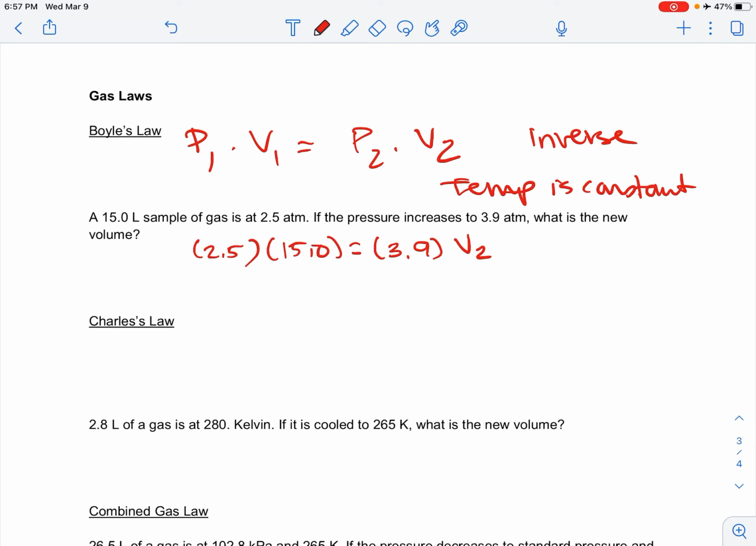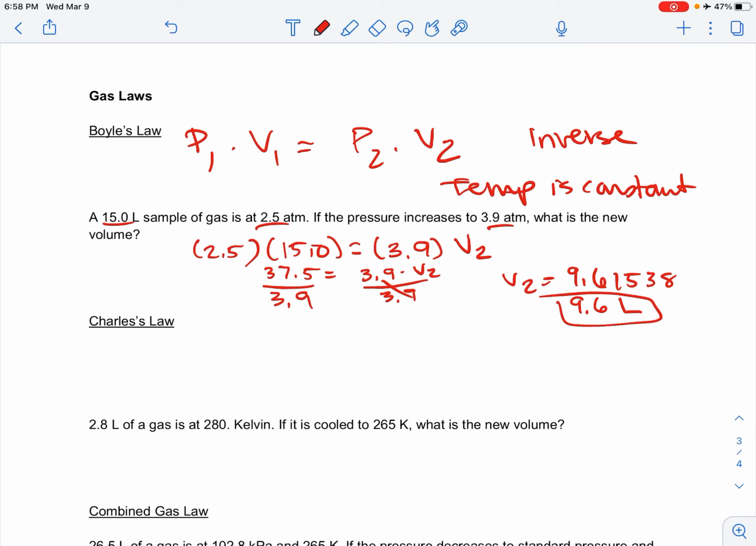So let's do this math. 2.5 times 15.0 is 37.5 equals 3.9 times V2. Divide both sides by 3.9. V2 is equal to 9.61538, etc. So it doesn't tell me how to round, but if I did sig figs, this is 3, this is 2, this is 2. So 2 sig figs would be 9.6, and then my units are liters of volume.